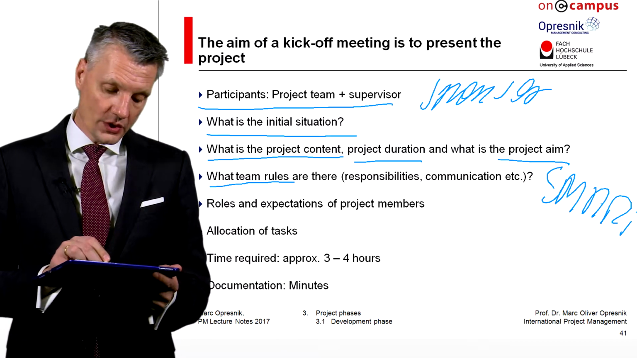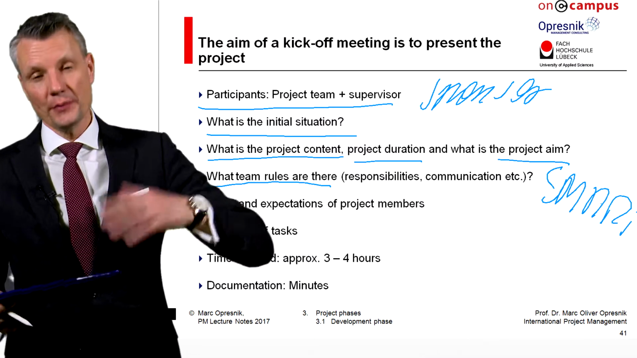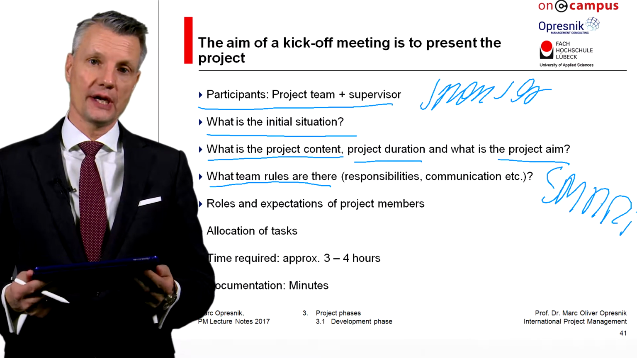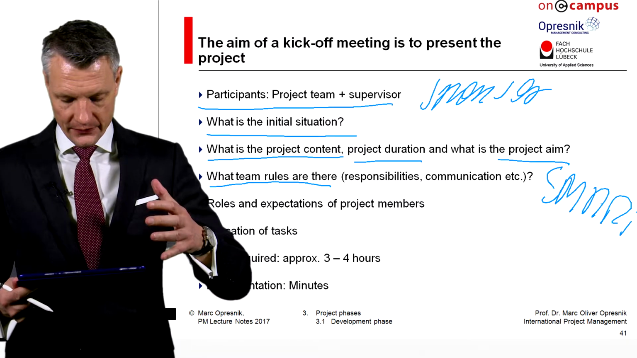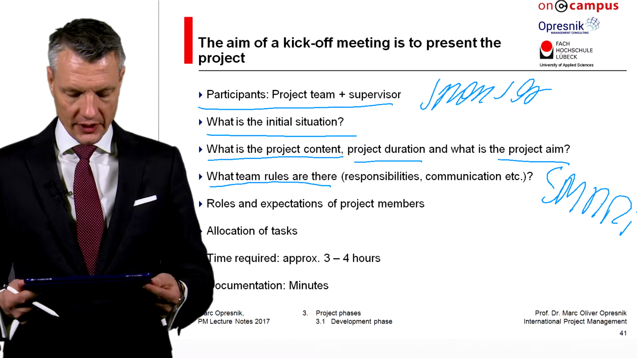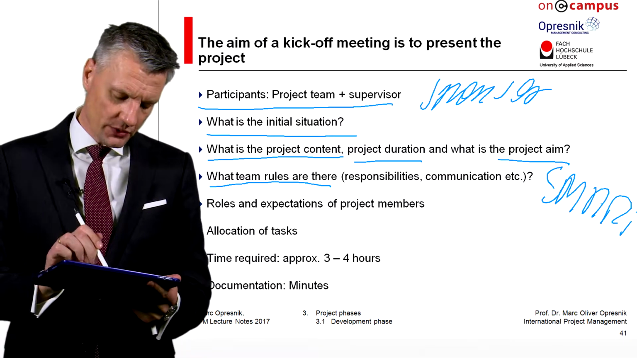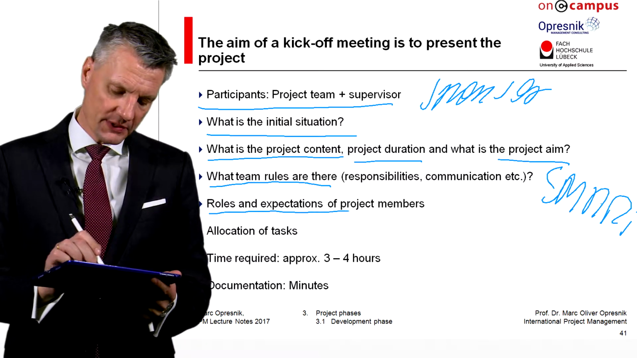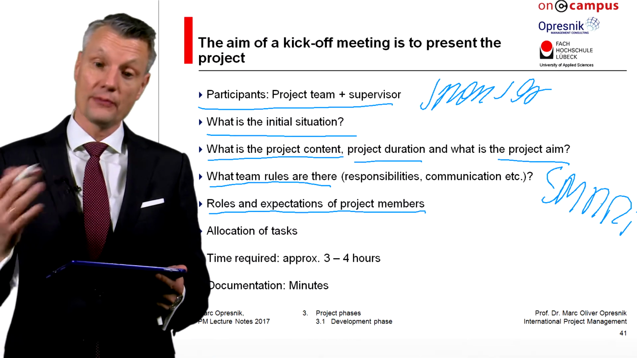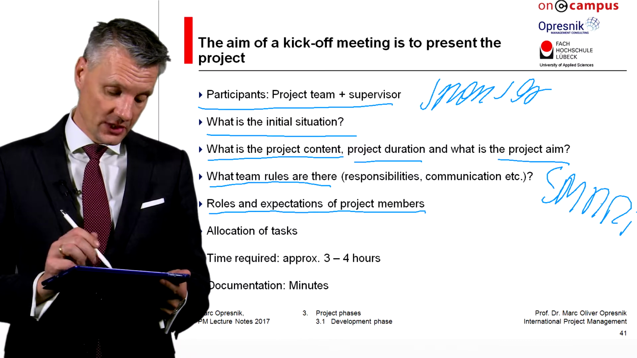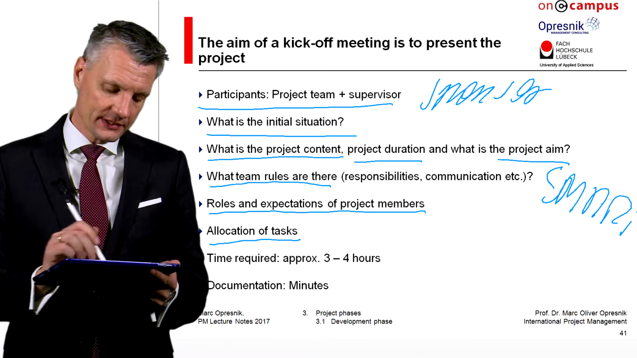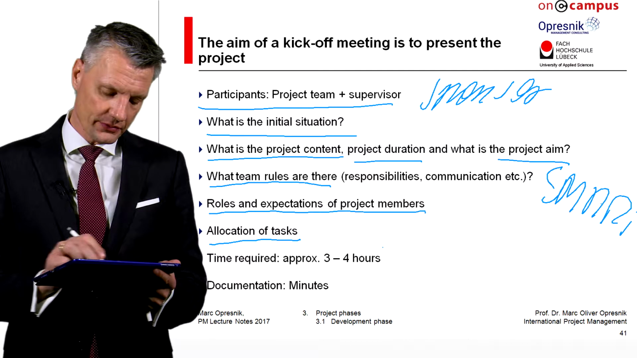And what team rules are there? How is the communication being set up? Who's responsible for which kind of task, and what is the setup of the different responsibilities? What are the roles and expectations of the project members? How is the project set up in the organization, as staff, matrix, or as a pure project organization? Then you have to allocate the tasks, and the time is just a rough thing here, so better neglect that.